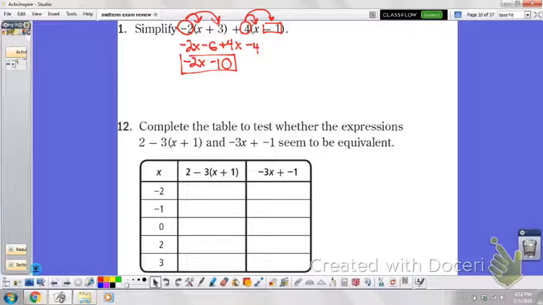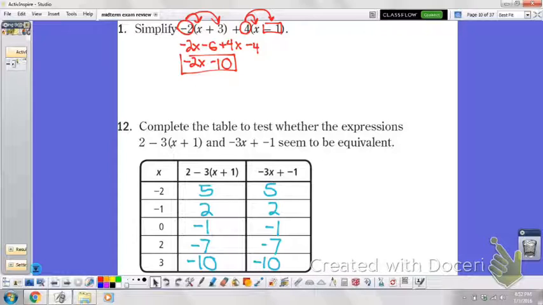So when you substitute in a negative 2, you will get 5 and 5. When you substitute in a negative 1, you get 2 and 2. You substitute in 0, you get negative 1, negative 1. When you substitute in a 2, you get negative 7, negative 7. And when you substitute in a 3, you get negative 10 and negative 10.